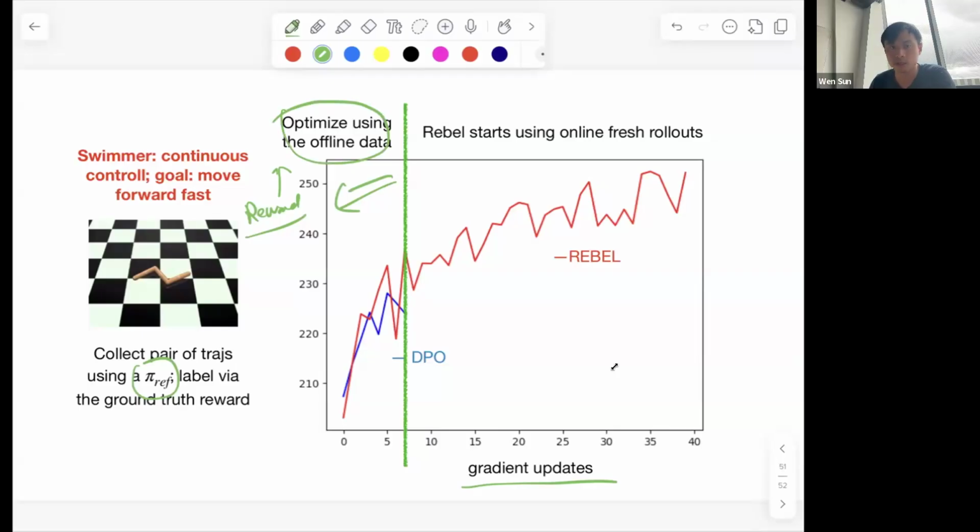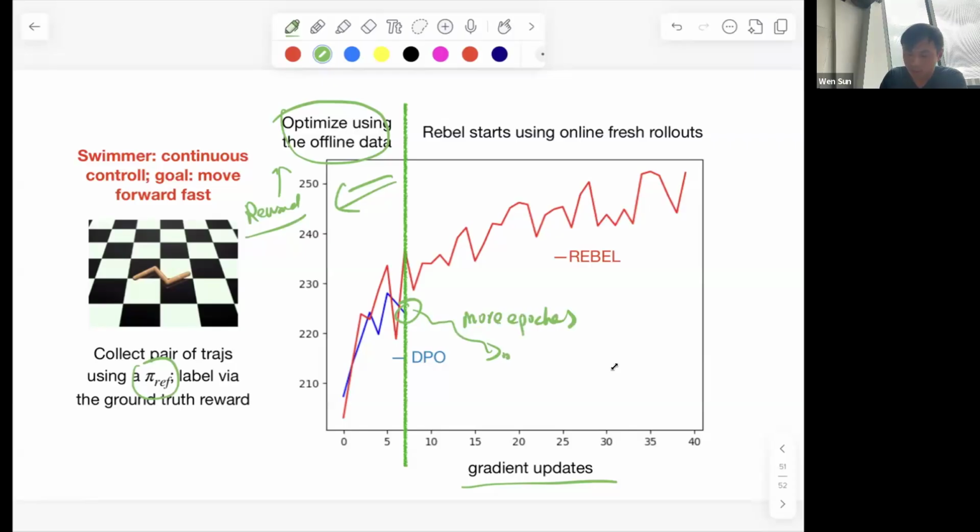Okay, so everything on the left-hand side of this green bar is optimization on the offline data. Of course, DPO stops here, right? Because I went through the data set once, I just do one epoch, and then I stop. Of course, you can keep doing more epochs for DPO, but you will see that the performance drops because DPO is going to overfit to the training data. So I just stopped it there.